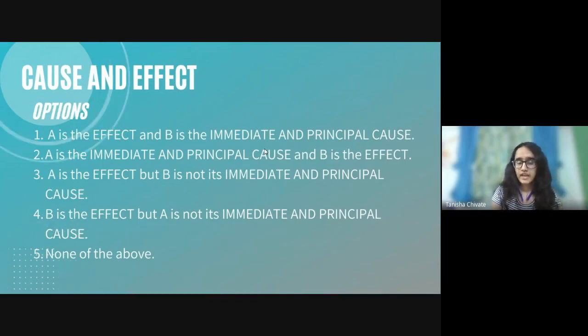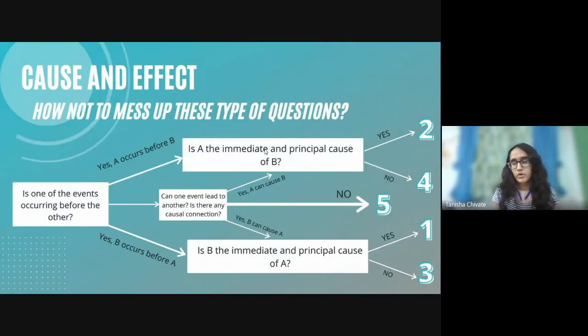Mostly these are kind of options you'll get. Now there's a particular flowchart I want you guys to follow for this. You start by basically seeing the two events happening, okay? First ask yourself the question, is one of the events occurring before the other? Yes, A occurs before B. Ask yourself if it's the immediate principal cause of B. Vice versa for the same.